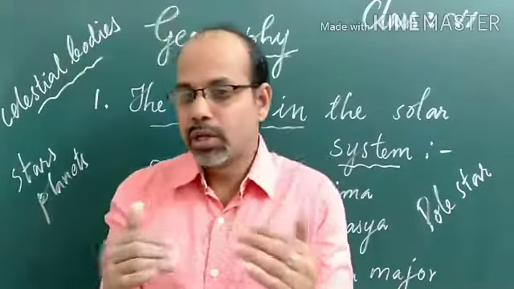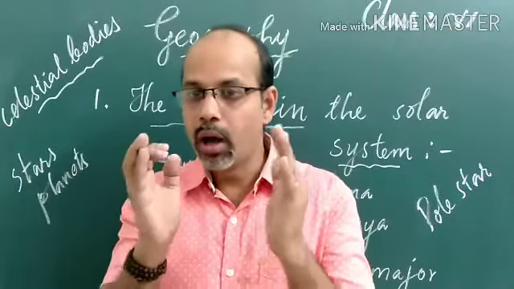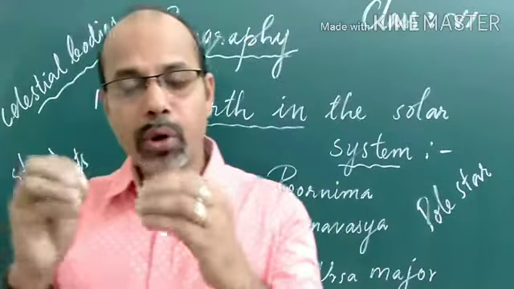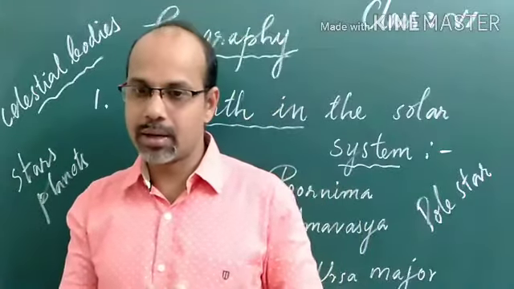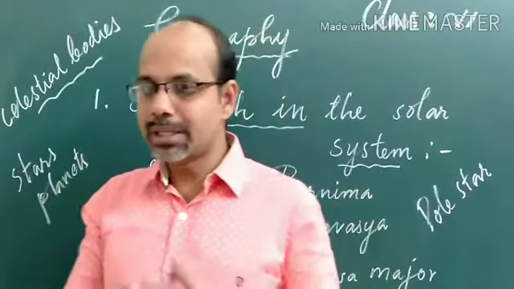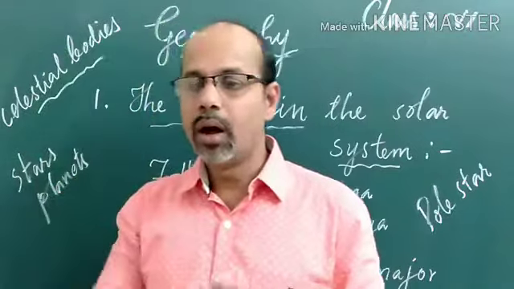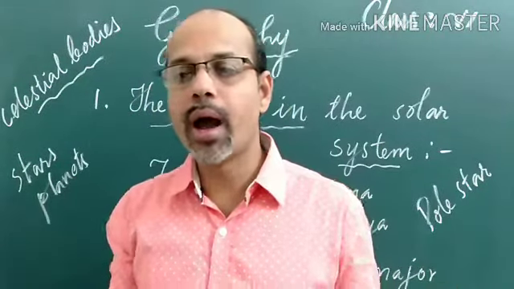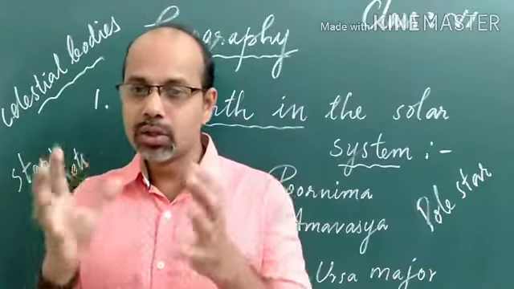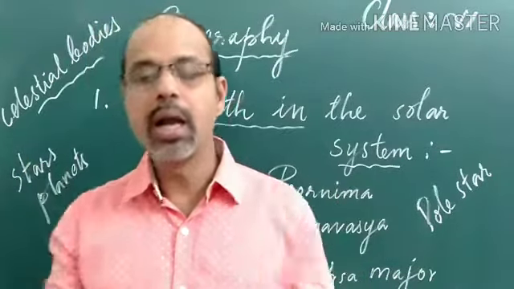Some celestial bodies do not have their own heat and light. We have already studied that bodies producing heat and light are called stars. The sun is a star which produces heat and light. Some of the celestial bodies or objects in the sky do not have their own heat and light. They only receive heat and light from the stars. So this type of bodies are called planets.